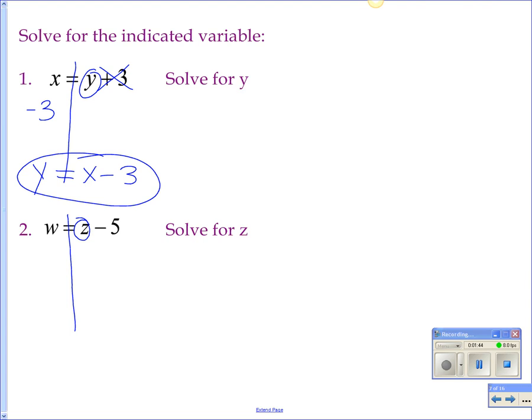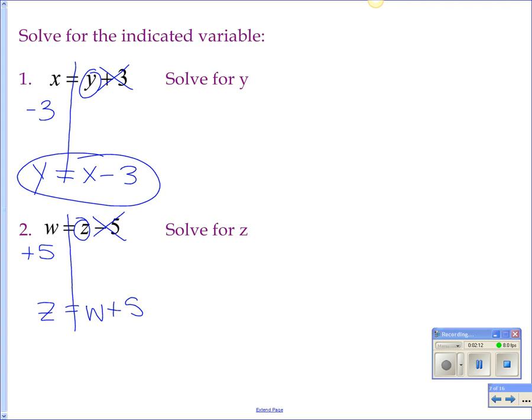Okay? So what is on the side with z? Negative 5. So when I move negative 5 to this side, it becomes what? Plus 5. Okay. Again, I know this is weird, but they're going to put z equals right here because that's what you were solving for, and they always put that letter on the left. And then they're going to put w plus 5 over here.